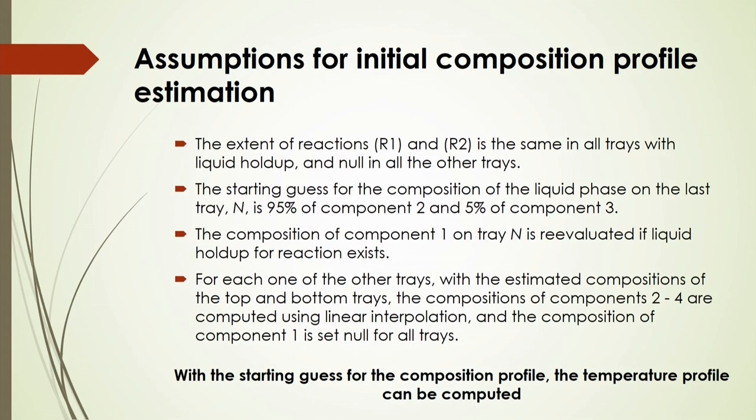And the composition of component 1 on tray N is re-evaluated if the liquid holdup for the reaction exists. And for each one of the other trays, with the estimated composition of the top and bottom trays, the composition of components 2 to 4 are computed using linear interpolation, and the composition of component 1 is set null for all trays there. So, with the starting gauge for the composition profile, the temperature profile can be computed there.